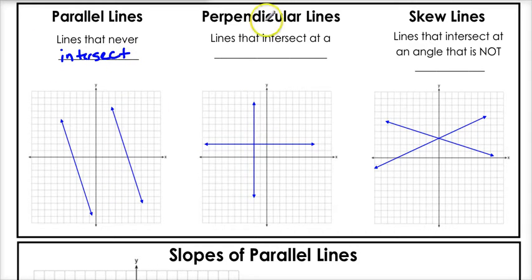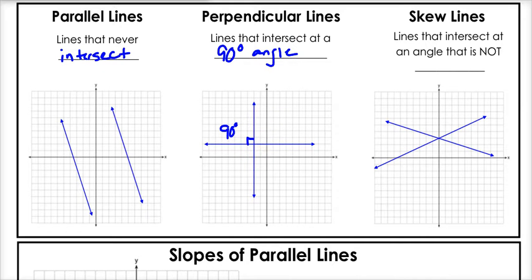Now, if you look over here, these are perpendicular lines, and these are lines that intersect at a 90-degree angle. 90-degree angle, okay? Very specific. They can't be 89 degrees, they can't be 91 degrees. Perpendicular lines intersect to make 90-degree angles. So if you look here, that is a 90-degree angle, so these are perpendicular lines, okay? And a good piece of trivia, that's also called a right angle.